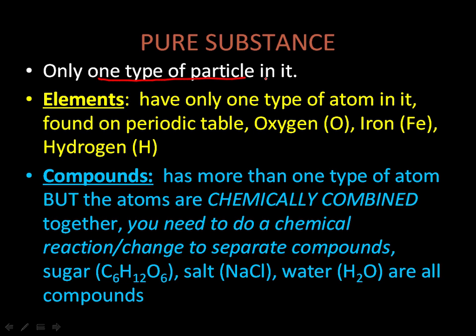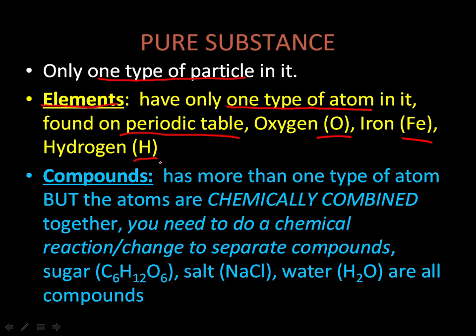One thing that is a pure substance is an element. Elements have only one type of atom in it. A particle can mean several different things. It could mean atoms, molecules, compounds. It's just very small things we can't see. All atoms are particles, but not all particles are atoms. So elements are particles that are made of only one type of atom. They're the things found on the periodic table. If you're given a name of something and it's on the periodic table, then it's an element, like oxygen, iron, hydrogen. Notice, they all have chemical symbols. An element has a chemical symbol.